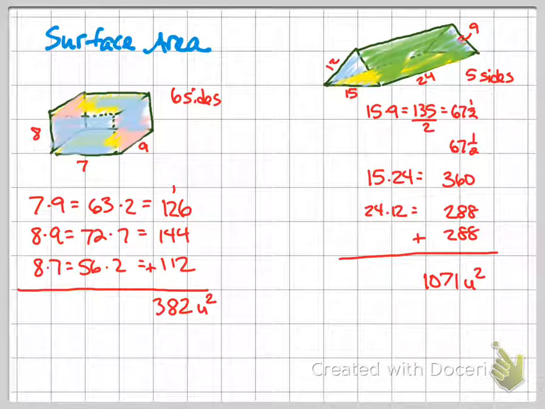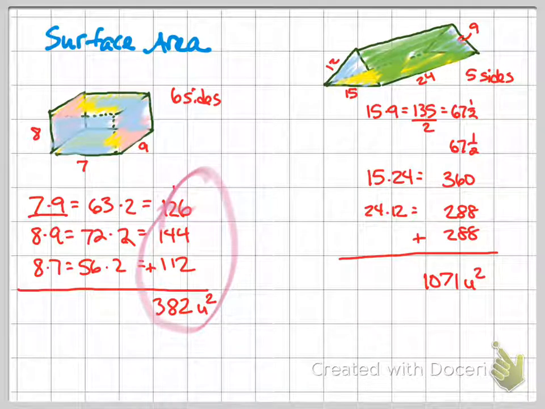In the rectangular prism on the left, I found the top and bottom first, which was 7 times 9. That gave me 63. 2 sides gave me an answer of 126. The left and right sides, I used 8 by 9. That was 72. And then I had to multiply that by 2. That gives me 144. And finally, the front and back, 8 times 7, which gave me 56 times 2. I added all those numbers together and I came up with 382 units squared.